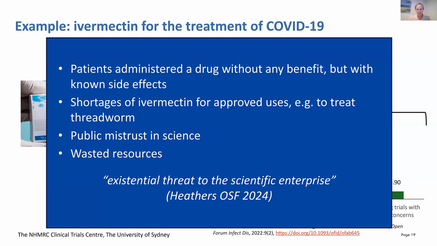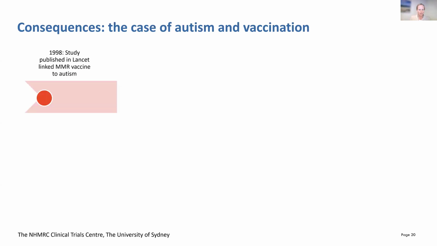It's generating public mistrust in science, and it's a waste of resources which could have been redirected elsewhere. So I'll hand over to Lena for another example here now of the potential consequences. Yeah, so I think one example that's quite striking that really shows how damaging the effects of fraudulent research can be and how pervasive and live on as what we call zombie facts is the example of autism and vaccination.